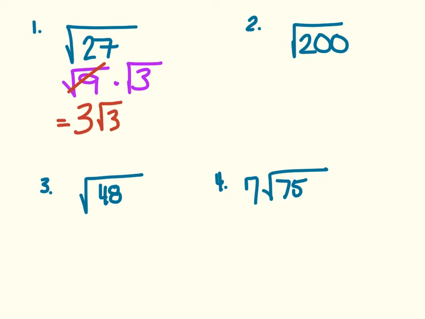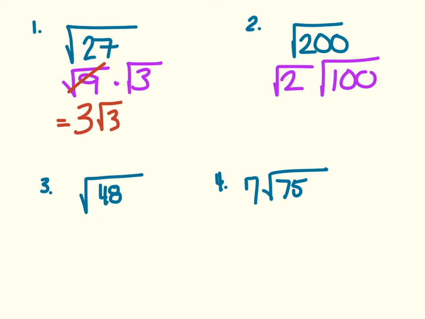So let me say it again. You want one that you know the perfect square of and one that you don't. Then you take the perfect square and you leave the other one. Let's try number 2, radical 200. You got to give me two numbers that multiply to 200 where one is a perfect square. So if you look back at your perfect square list, which of those numbers can multiply to 200? Hopefully you're thinking 2 times 100.